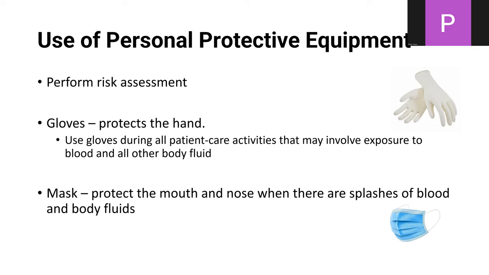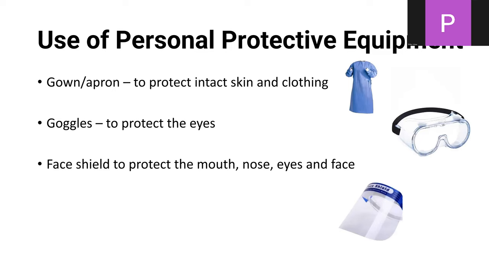Next, the gown or apron. When doing, especially when taking deliveries, blood and body fluid can splash. And so we protect the skin and clothing wearing gowns and apron. Then goggles to protect the mucous membranes of the eye during procedures or patient care activities that may involve splashes. Also the face shield. The face shield can protect the face, the eyes, the mouth, and the nose. And all these mucous membranes can be infected with blood and body fluids. So these act as barriers to prevent transmission of this virus. Next slide.